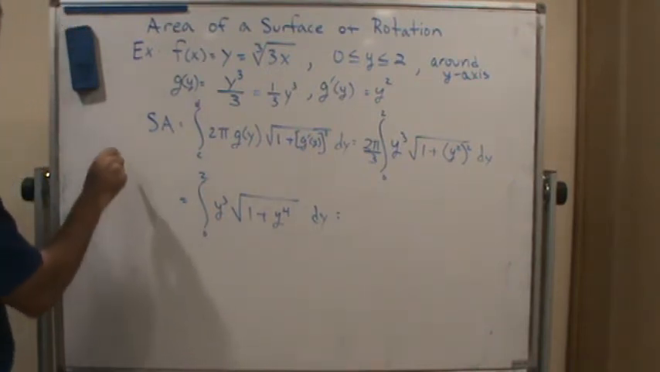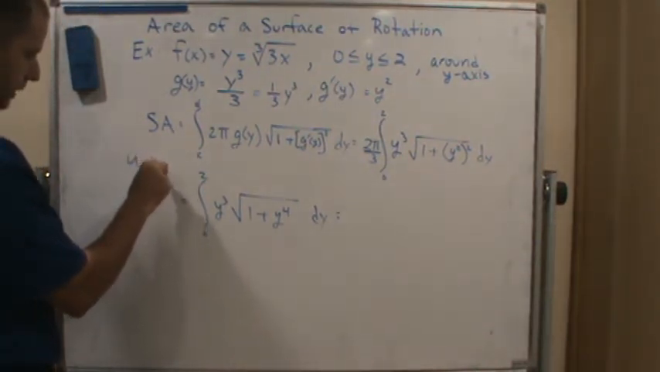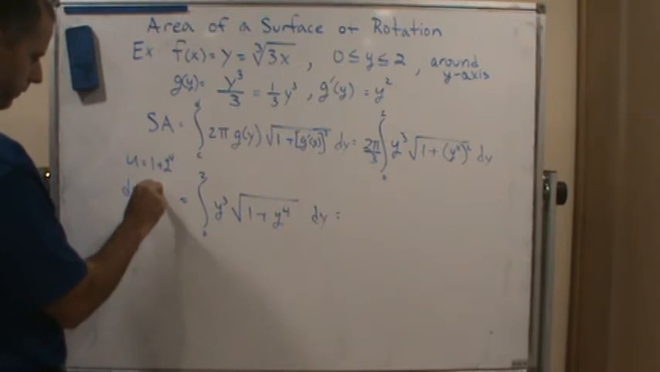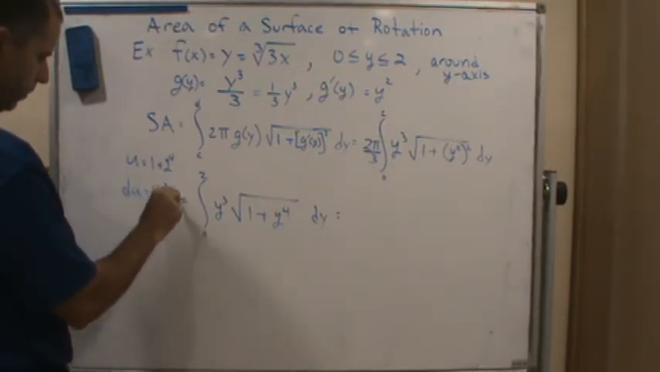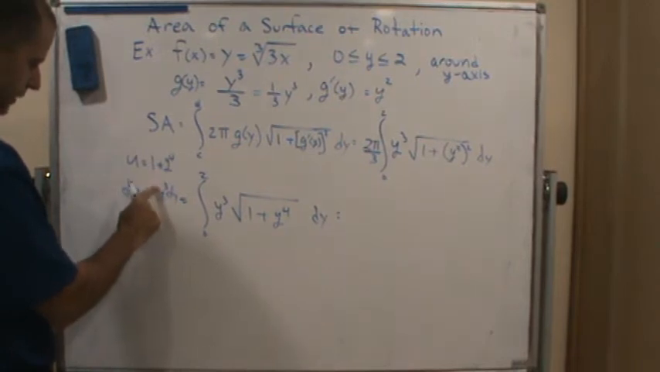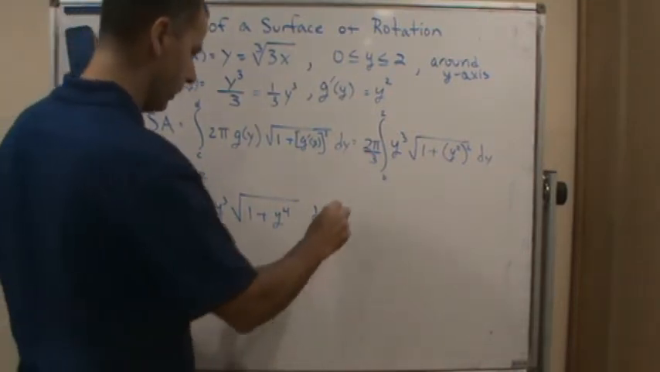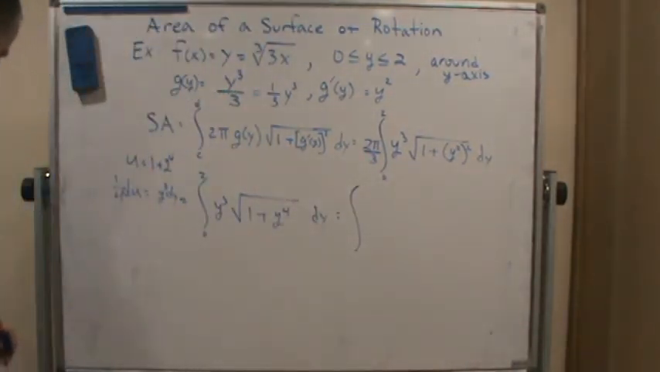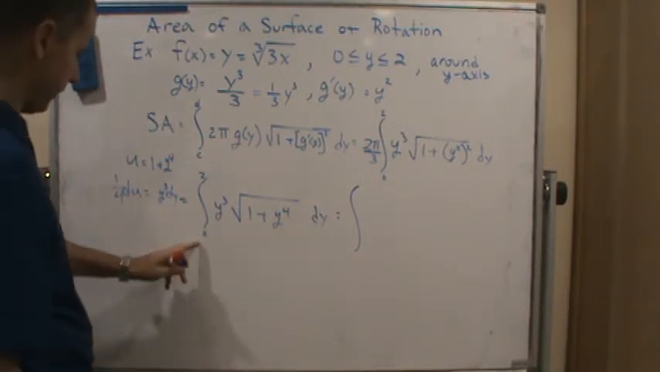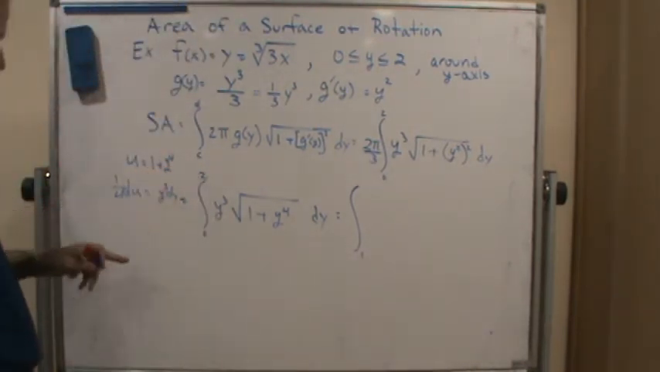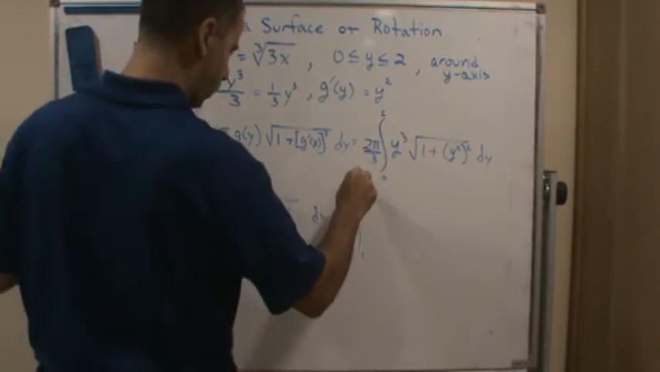Let's do that. I'm going to make u equal 1 plus y to the 4th, du will equal 4y to the third dy. And of course, I'm going to divide both sides by 4, so I get 1/4. And so now I'm going to rewrite my integral. The limits of integration: if y is 0, I get 1. If y is 2, I get 17. So this is going to go from 1 to 17.